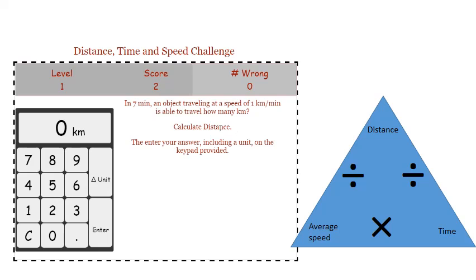They want to know the distance. We were given a speed and a time. We're going 1 kilometer per minute for 7 minutes. We should travel 7 kilometers. And then the rest of them are done in a similar fashion. But good, again, make good use of that triangle to answer these.